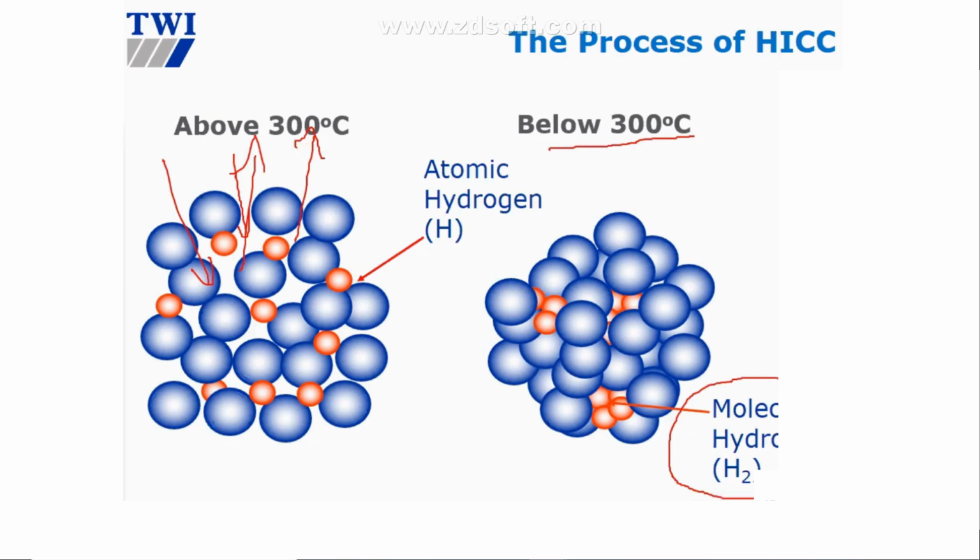All right, if the question asks, is it atomic hydrogen or molecular hydrogen that creates hydrogen crack? The answer is molecular hydrogen. Got it? So this is the criminal guy, the group of hydrogen, the one who breaks the grain structure.